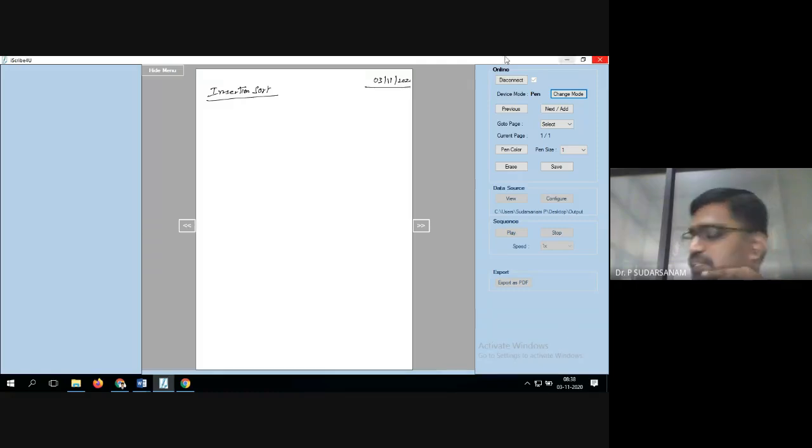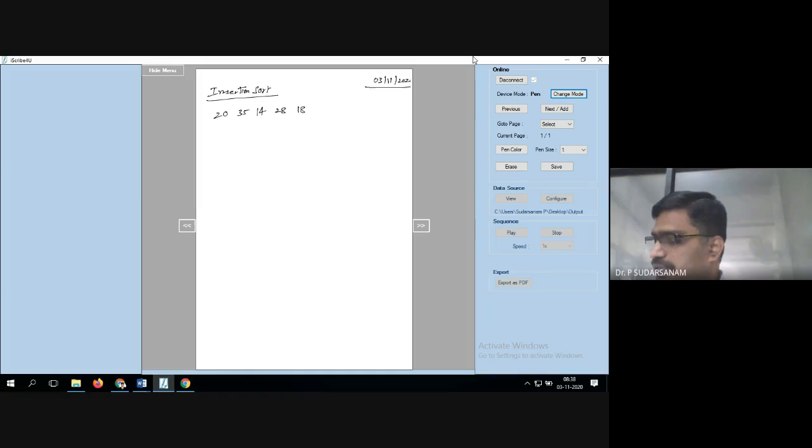For example, if you have the elements 20, 35, 14, 28, 18, and let us say 21. If you have elements like this, what will happen? The first element, when you take it, is already sorted. Now the second element you need to take.